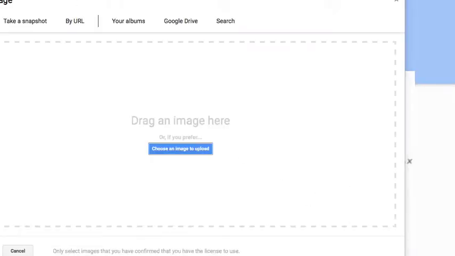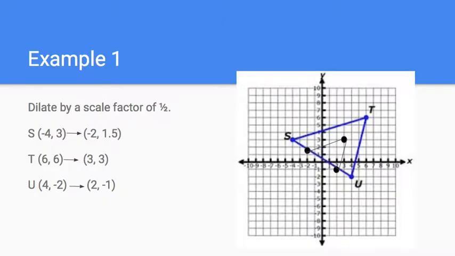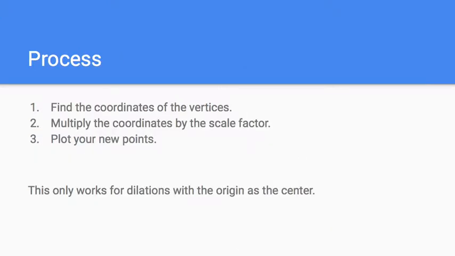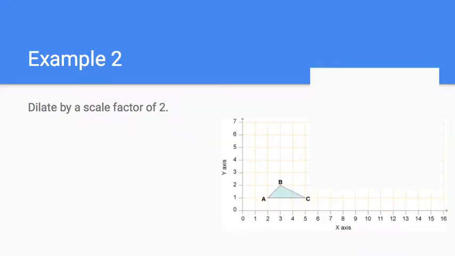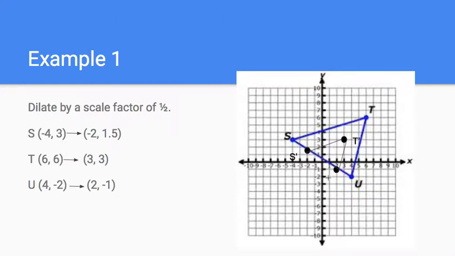So I'll go ahead. Oh, what am I doing? I don't want to do that. Hit the wrong box. So this is S prime. Oh, I'm having a horrible time with my mouse today. S prime, T prime, and U prime. And of course it skips to the next one because this is how my mouse is working today. Here's U prime. Okay, so there is my dilation.